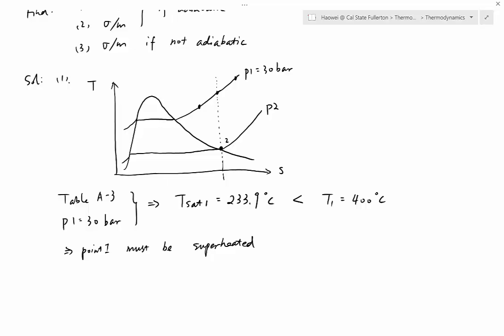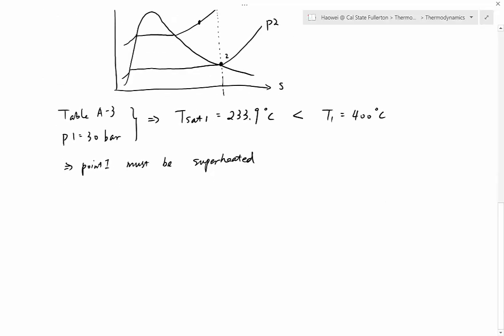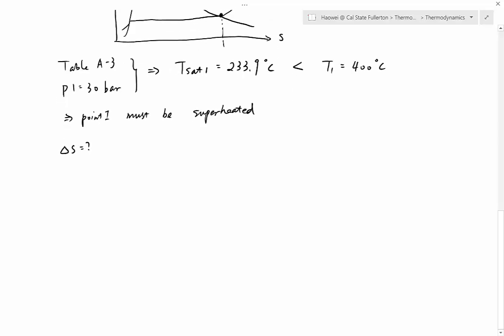And if S2 is greater than S1, then this line should be skewed to the right. We have three possibilities. Okay, so now we just need to find delta S. How do we look for delta S?